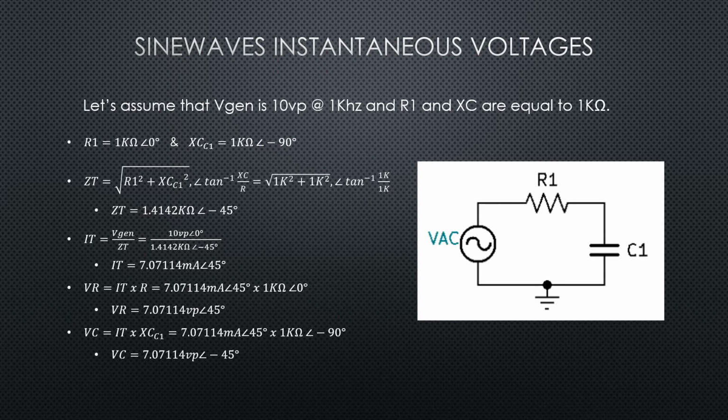The resistor will be at an angle of 0, and that gives us a 7.07 volts peak at 45 degrees, and the capacitor, the X sub C, is at a negative 90, so we get VC also 7.07114 volts peak but at a negative 45 degrees. And like I said earlier, this is all review. We should be able to find all these currents and voltages.